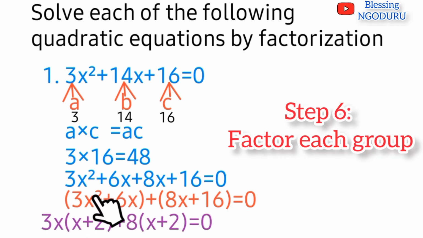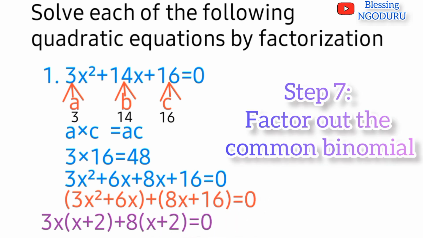3x is common between this pair, and when we remove 3x, here we are left with x, because 3x times x gives 3x squared, plus when we remove 3x from here, we are left with 2. 3x times 2 gives 6x. On the other hand, 8 is common between this pair. When we remove 8 from here, we are left with x, plus when we remove 8 from 16, we are left with 2, because 8 times 2 gives 16, equal to 0.